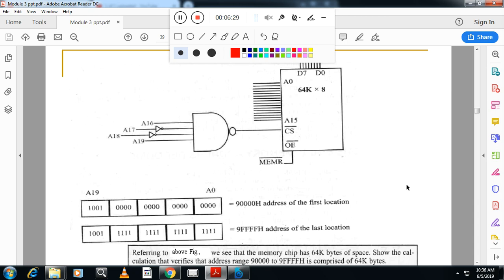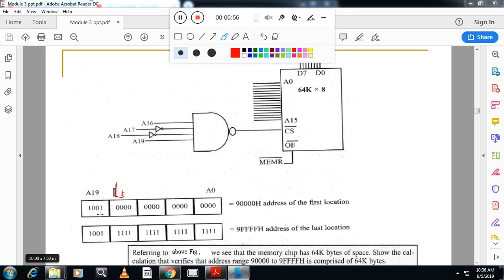So in the 64K, 16 address lines are there. You can see all 16 address lines are here. So that is variable. See here, A0 to A15. A15, this is variable. A0 to A15, this is variable. It can take any value, 0 to this one. Now, this last 4, this one.